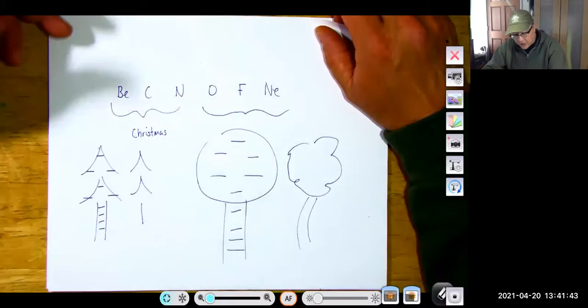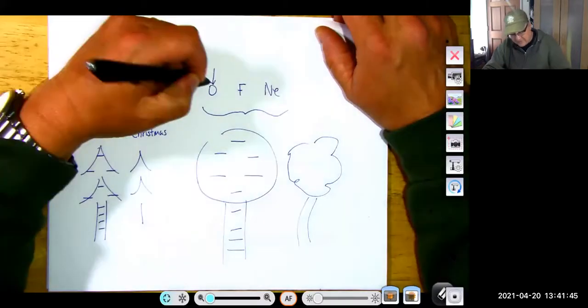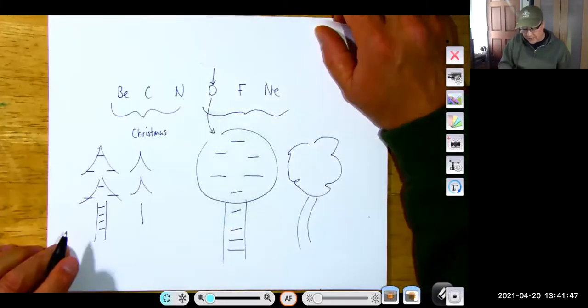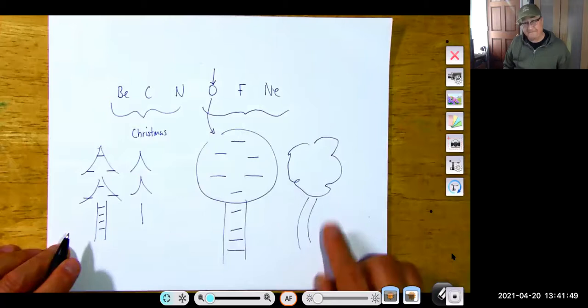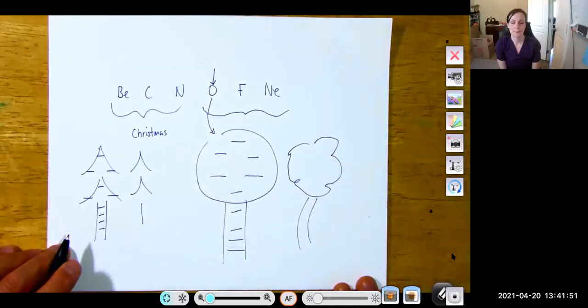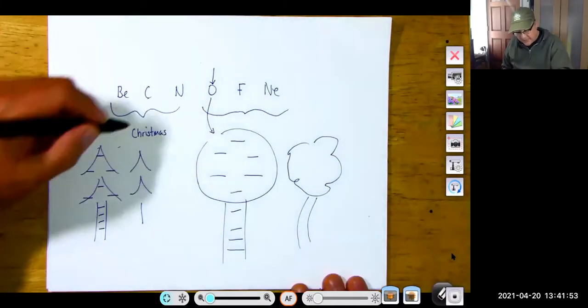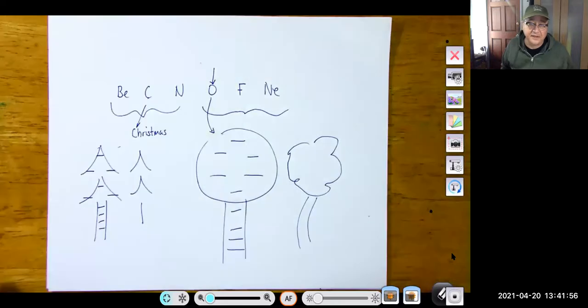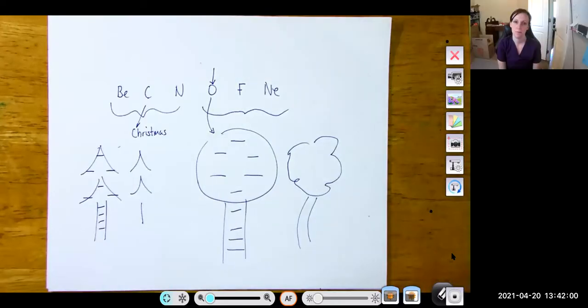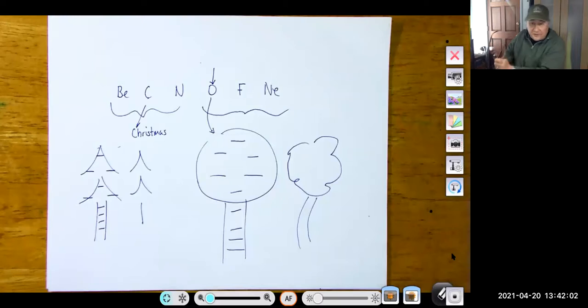You could also use the O, because that looks like an O, doesn't it? It's round. So you could use the C for Christmas and the O for the one that's more rounded at the top. You know, different tricks. Tricks aren't just for kids anymore.